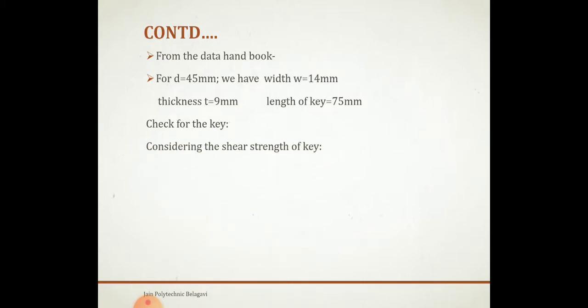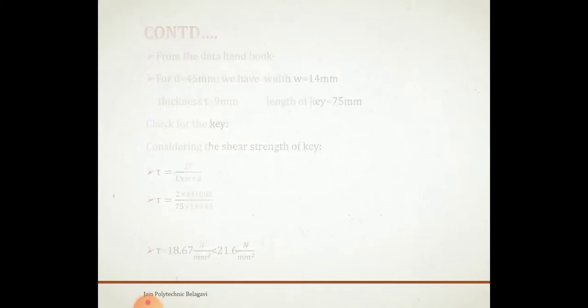Now tau equal to 2T divided by L W D. T is the maximum torque, L is the length of the key, W is the width of the key, and D is the diameter of the shaft. So substitute all the values which are already given and calculate the value of tau. Whatever value of tau you get has to be less than the allowable value. We have 21.6 and what we obtained is 18.61, which is obviously less than 21.6. That's why your design is safe.